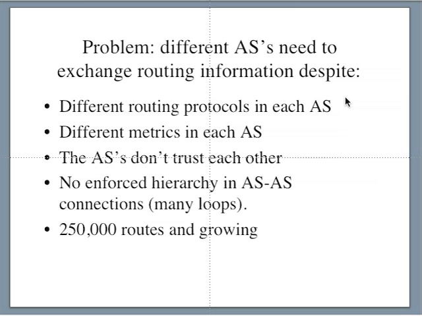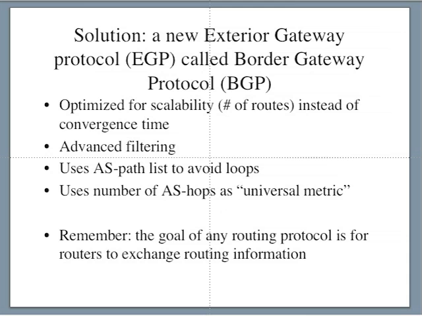There's no enforced hierarchy in autonomous system to autonomous system connections. It's not like OSPF in your company where you enforce a hierarchy through area 0. In the internet, you can connect to half a dozen different autonomous systems, each of which can connect to half a dozen different autonomous systems in a random manner, and the routing protocol needs to be able to handle that. And the internet route table is 250,000 routes and growing, which is huge. So we need a solution.